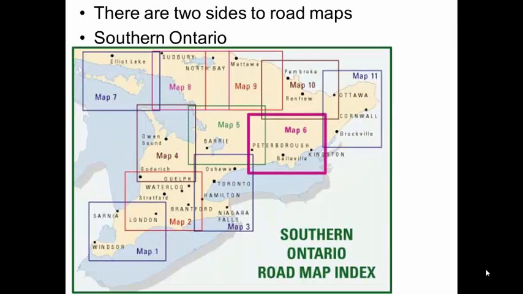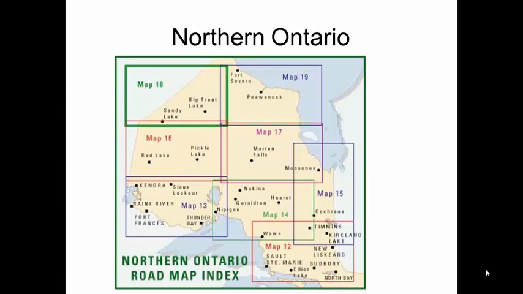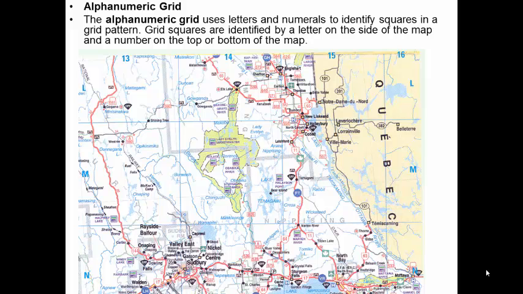is on Ontario road maps. The Ontario road map has two sides. The first side is that of Southern Ontario. The second side is that of Northern Ontario. The Ontario road map uses something called the alphanumeric grid. The alphanumeric grid uses letters and numerals to identify squares in a grid pattern.